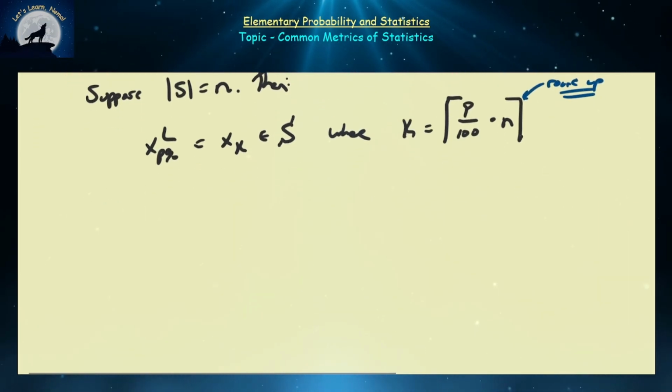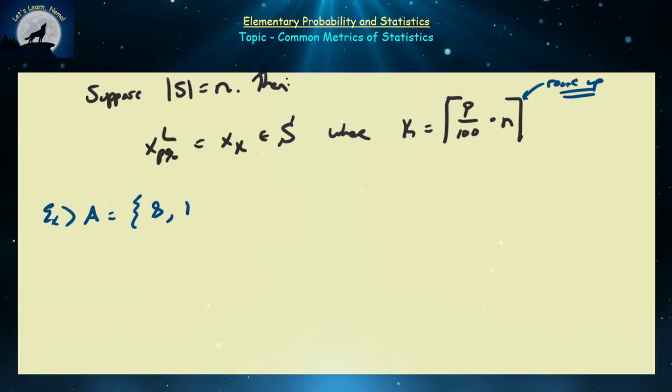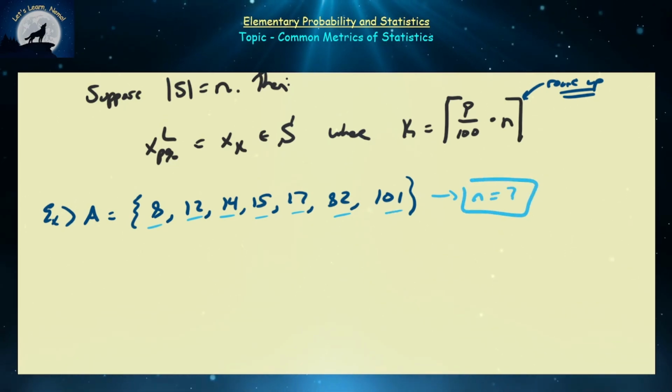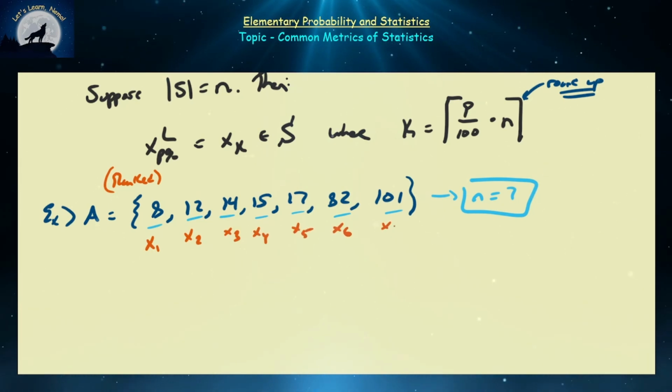So let's look at an example to see how to calculate percentiles for discrete data sets. Let's assume we have some data set A, which has the numbers 8, 12, 14, 15, 17, 82, and 101. How many values are in this data set? You see 1, 2, 3, 4, 5, 6, and 7. So n would be equal to 7 in this case. They're also ranked, ordered from least to greatest, so this is x1, x2, x3, x4, x5, x6, and x7. Notice the last point is always x subscript n.